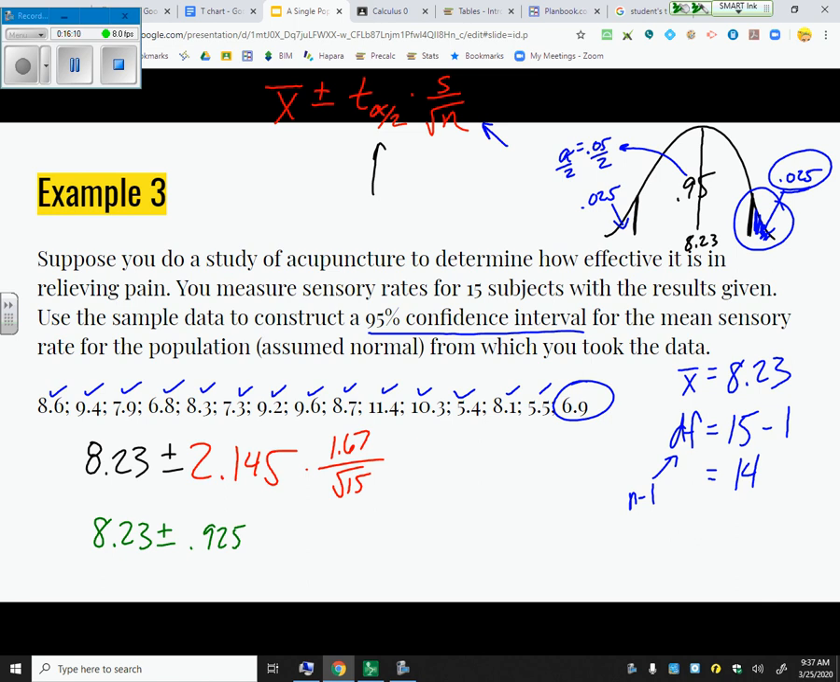So I have 8.23. If I subtract 0.925, I get 7.305. If I do 8.23 and I add 0.925, I get 9.155. And just so we're clear, this guy right here is my EBM, my error bound for the mean. Okay? And so if it was just wanting the error bound, like some of the homework might, that is just that number that comes after the plus or minus.